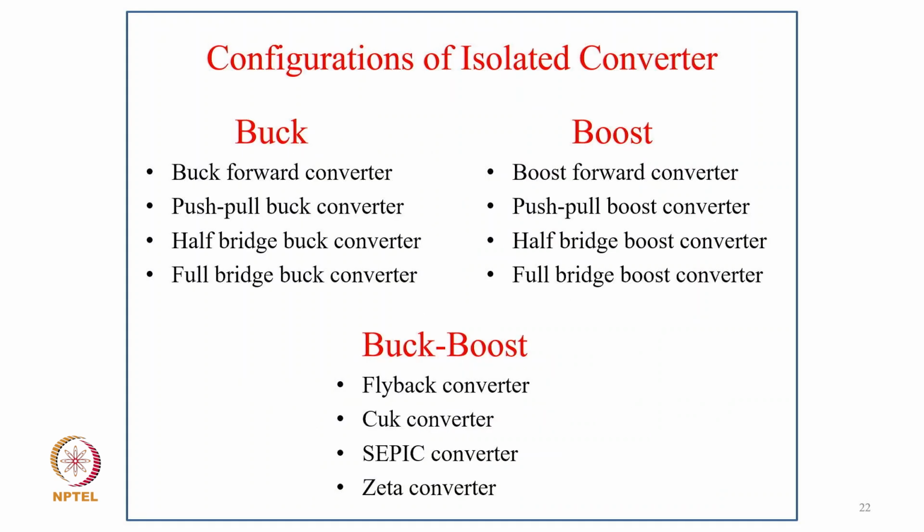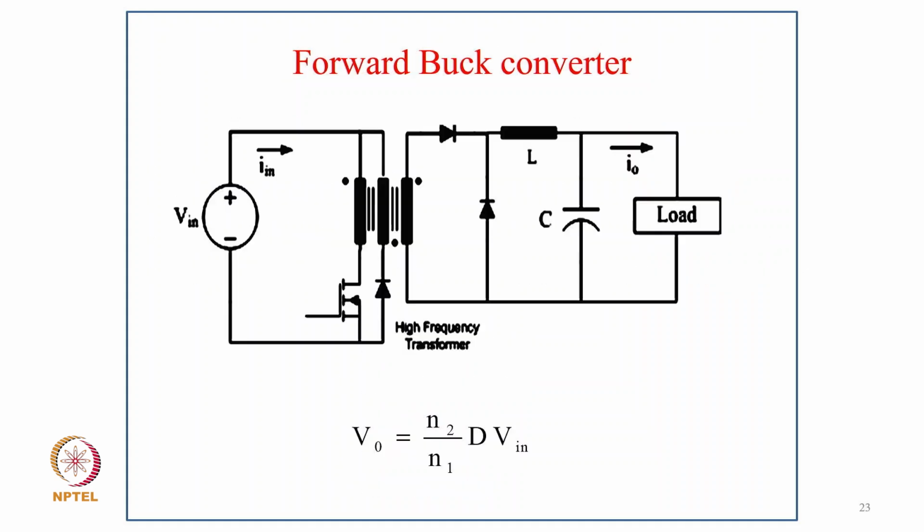So now coming to the typical configurations: in buck, which we already talked about, we have buck forward, push-pull buck, then half-bridge buck, and then full-bridge buck. In boost we have boost forward, boost push-pull, boost half bridge, and boost full bridge. And then in buck-boost we have many converters such as flyback, Cuk, SEPIC, and Zeta.